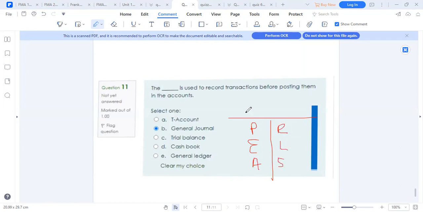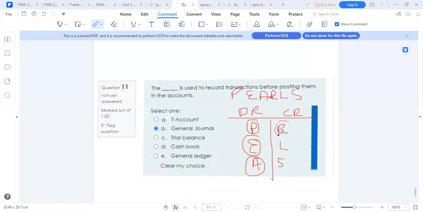So PERLs is here. Debit is on the left side. Credit is on the right side. Now, PERLs are simply acronyms. So to increase purchases, we debit them. The opposite, to decrease purchases, we credit. Expenses, if we want to increase them, we debit them. To reduce them, we credit them. Assets, to increase them, we debit them. To decrease assets, we credit.